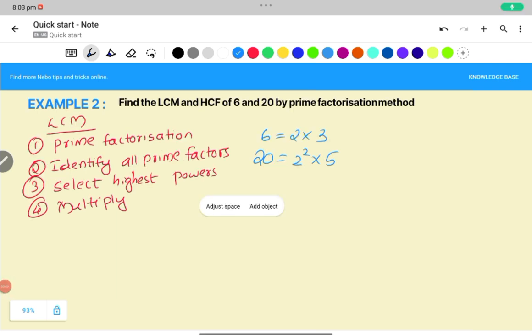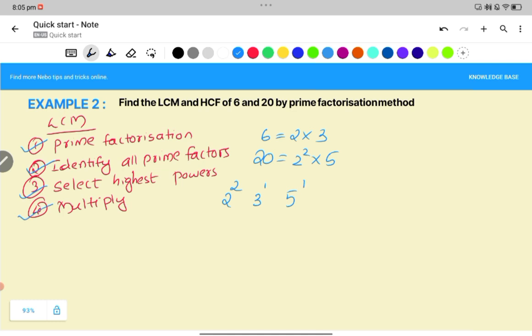For finding LCM of 6 and 20, we have done the prime factorization of 6 and 20. We have to identify all the prime factors present in 6 and 20. Prime factors present in 6 and 20 are 2, 3 and 5. Next, we have to select the highest powers of these prime factors. The highest power of 2 is here 2. Then highest power of 3 is 1. And highest power of 5 is here 1.